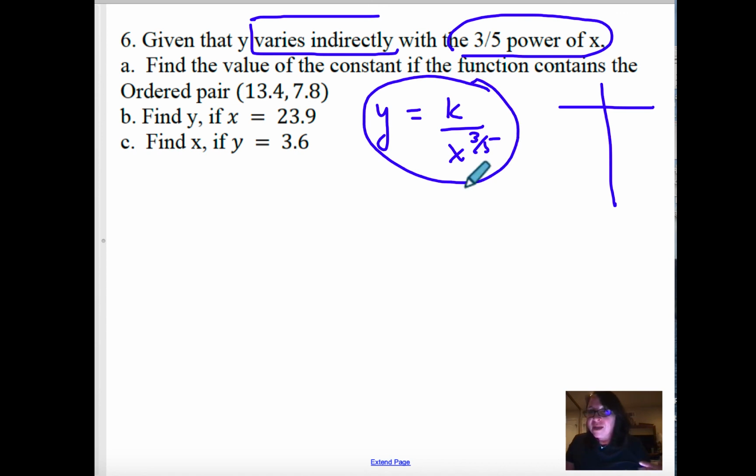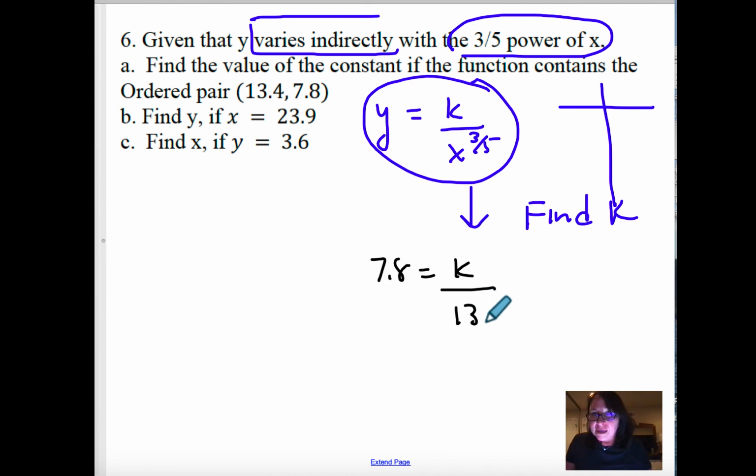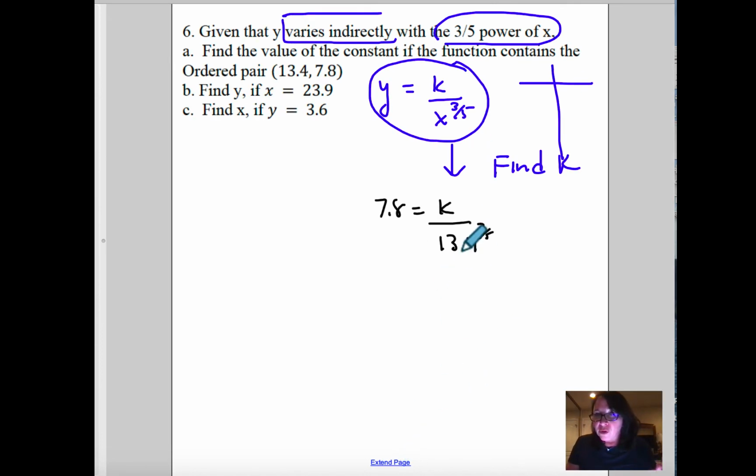That's your first step. Second step, find k. In order to find k, we need to plug in the one and only point they gave us. So we go y is 7.8 equals k over x, which is 13.4 to the 3/5 power. Now 3/5, that's 0.6, right? I've seen people do this, though, just want to give you a heads up. You could do this: 7.8 equals k times 13.4 to the negative 0.6 power, because they brought that up. You totally can do that.